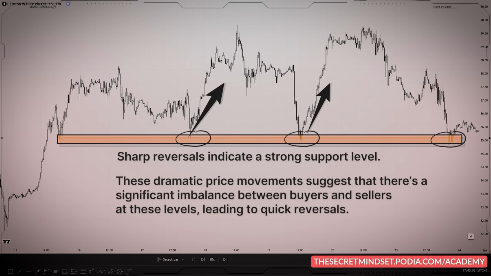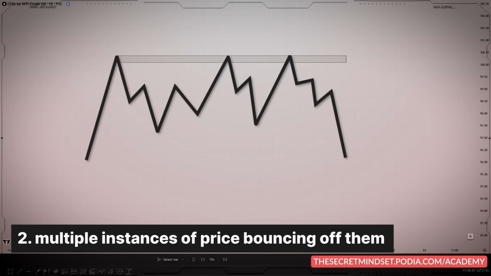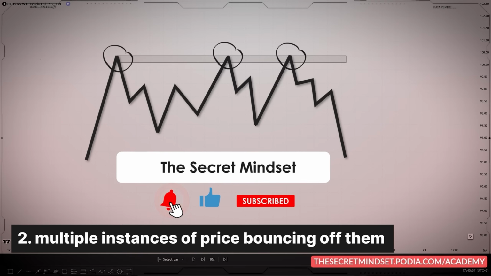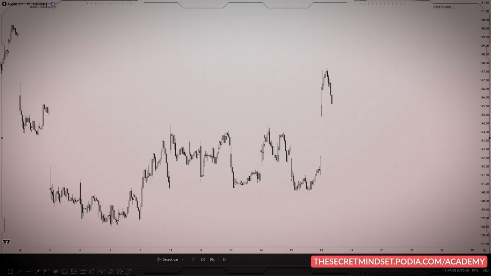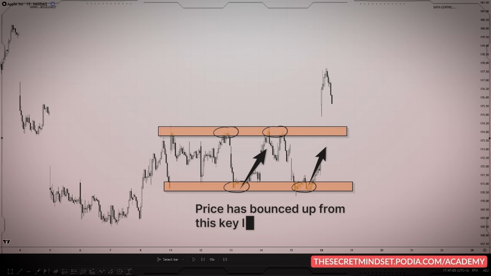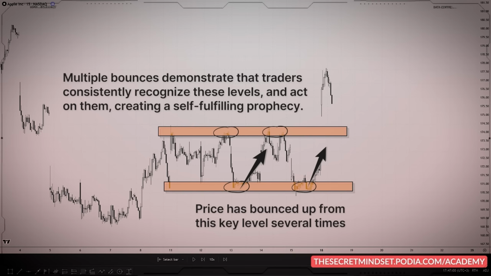These dramatic price movements suggest that there's a significant imbalance between buyers and sellers at these levels, leading to quick reversals. High-quality support and resistance levels often show multiple instances of price bouncing off them. This repeated behavior reinforces the importance of these levels. For instance, if you notice that a stock price has bounced up from a level several times, this could be an important support level.